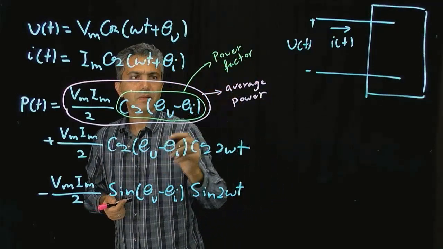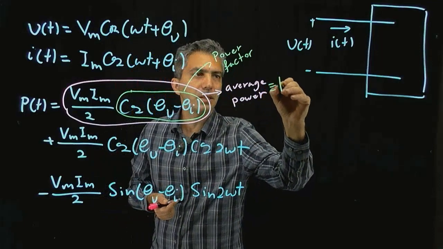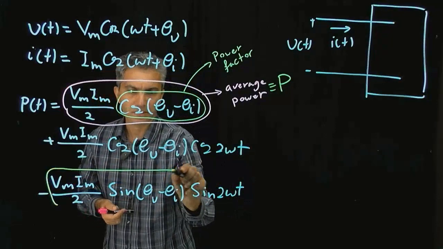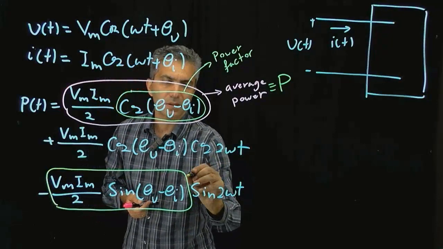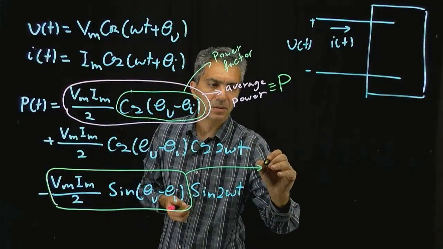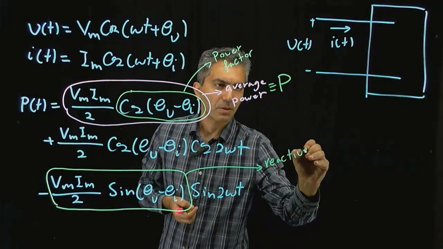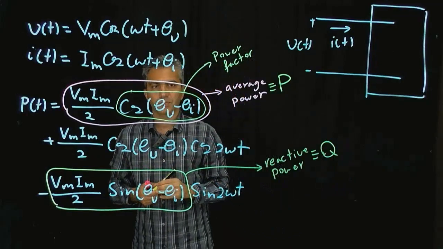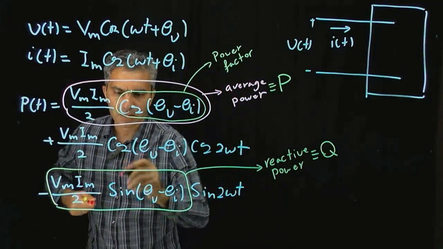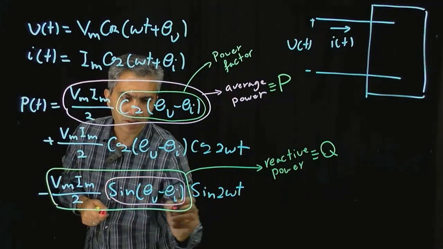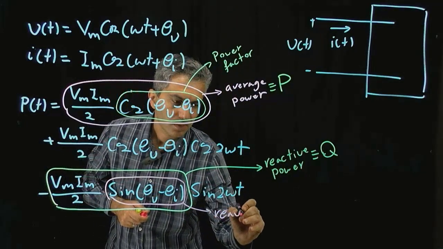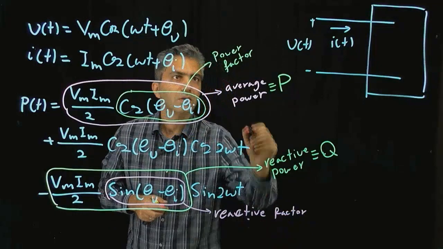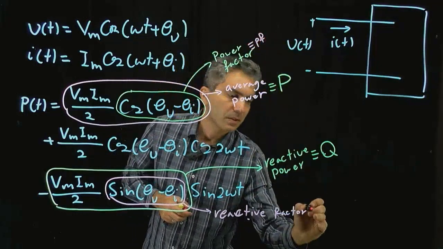And the average power is shown by P. Now, this part of the power is called the reactive power, and would be shown by Q. And also sometimes this sine of theta v minus theta i is called the reactive factor. So PF is the power factor, and this is RF.